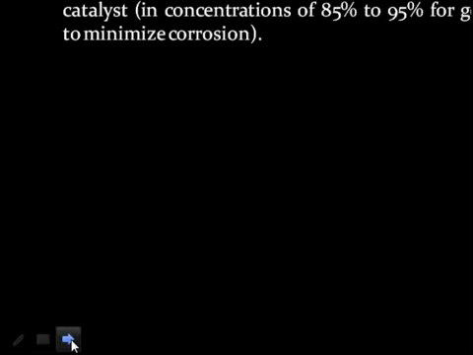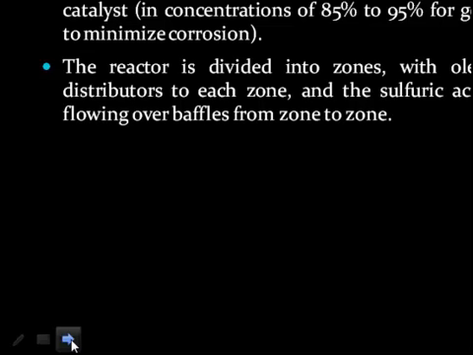In the sulfuric acid alkylation process, if we consider, then sulfuric acid is used. In the cascade type sulfuric acid alkylation, the feedstock propylene, butylene, amylene and fresh isobutane enters the reactor and contacts the concentrated sulfuric acid catalyst in concentration of 85 to 95% for good operation and to minimize corrosion. The reactor is divided into zones with olefins piped through a distributor to each zone. The sulfuric acid and isobutane flow over baffles from zone to zone.